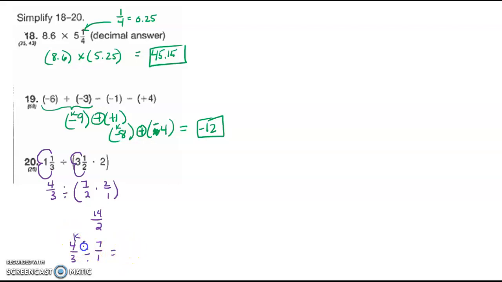I'm going to keep, change, flip. 4 over 3 times 1 over 7. I get 4 over 21. And that's as far as that can go.